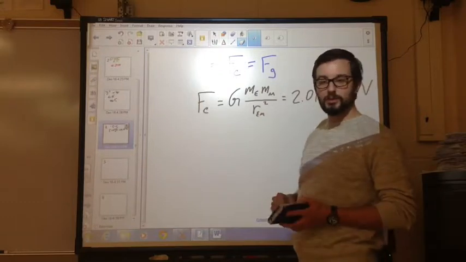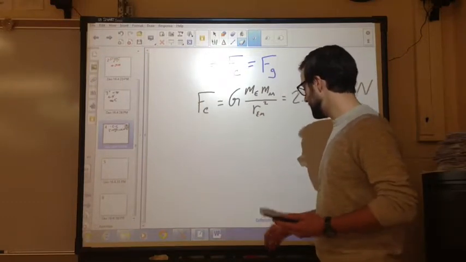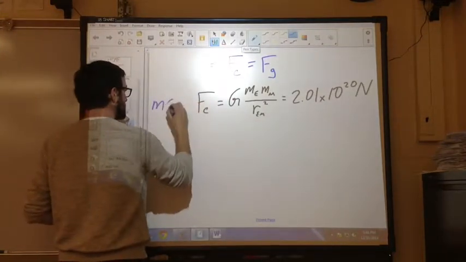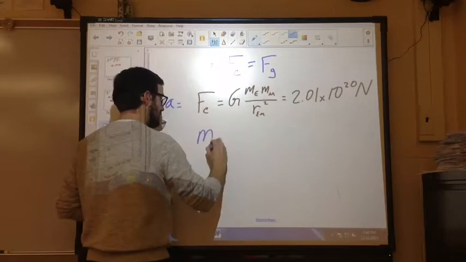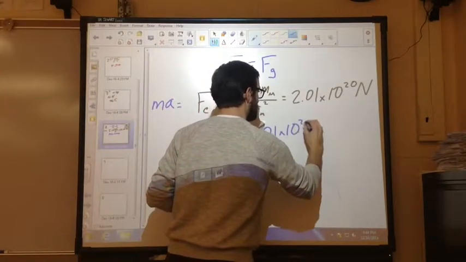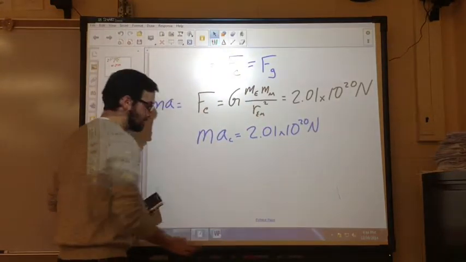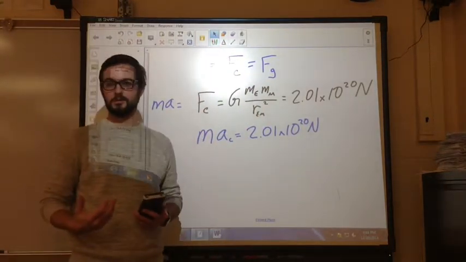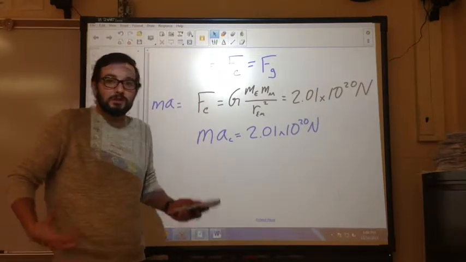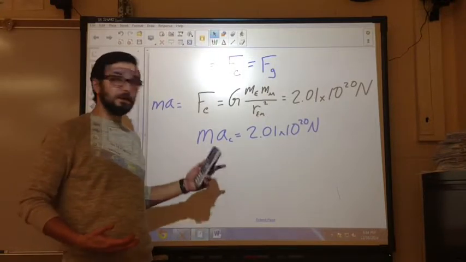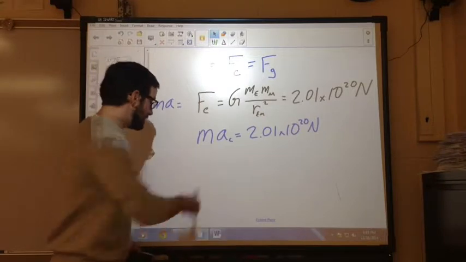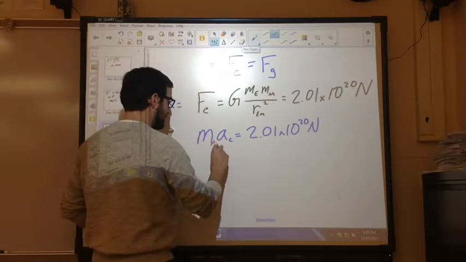So we have this expression for the centripetal force now. From here, it would help to say that centripetal force equals mass times centripetal acceleration. So the mass times the centripetal acceleration equals 2.01 times 10 to the 20th newtons. Now it's a question as to which mass we're talking about, because we have the mass of the Earth and the mass of the Moon. Which? Well, it's the thing that's traveling in a circle. In this case, it's the Moon. The Moon is traveling in a circular path. The centripetal force acts on the Moon. So this is the mass of the Moon.